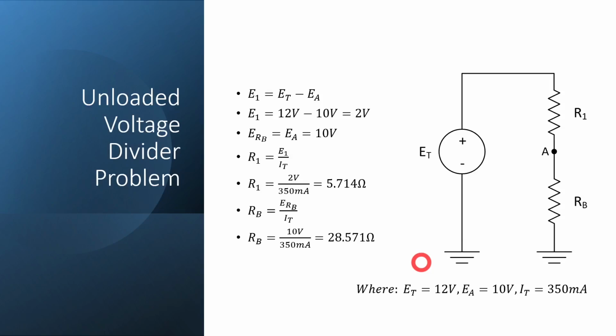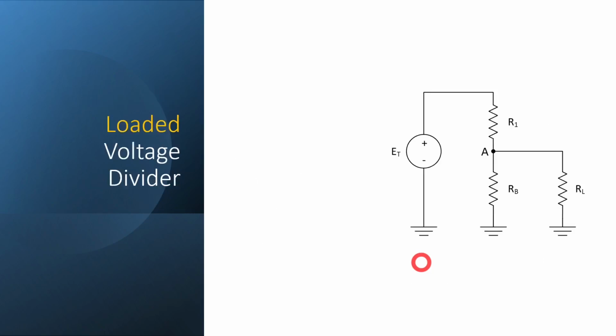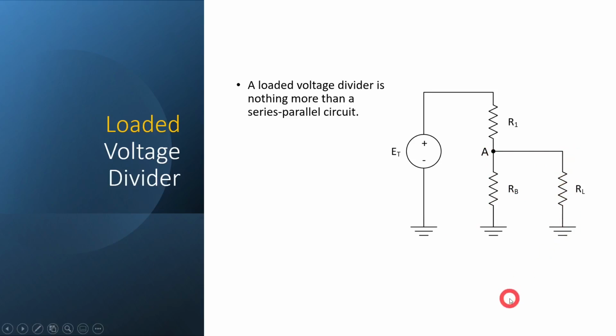Okay, so those are our values for an unloaded voltage divider problem. Now, we're not going to do a whole lot of these because these are very uncommon. The ones that we almost always are going to be dealing with is loaded voltage dividers, and that's what we're going to focus on here next. Okay, so here's our loaded voltage divider, and the only difference is we've added a load here, okay? So a loaded voltage divider is nothing more than a series parallel circuit. You can see this is the simplest series parallel circuit we can make.